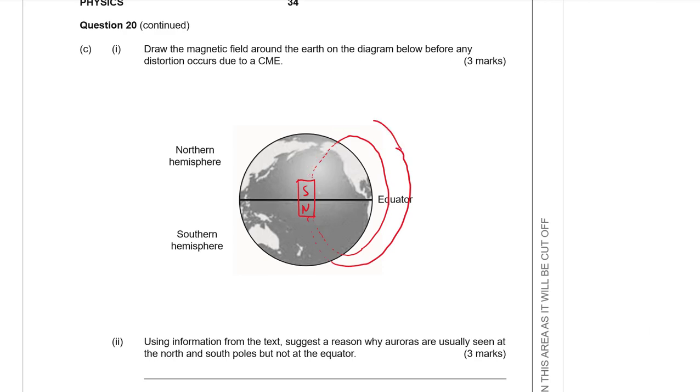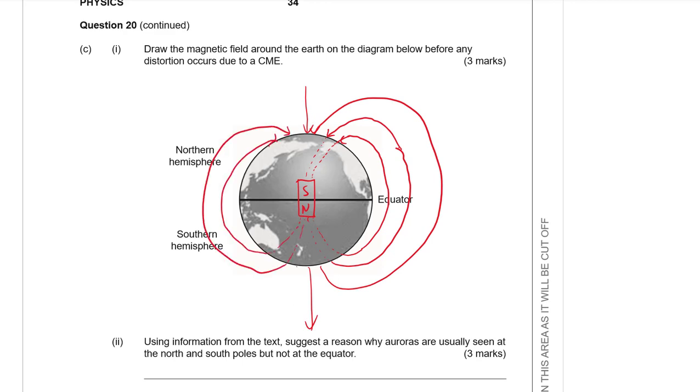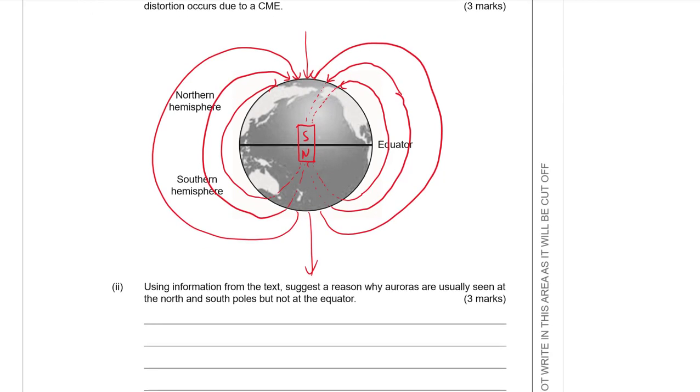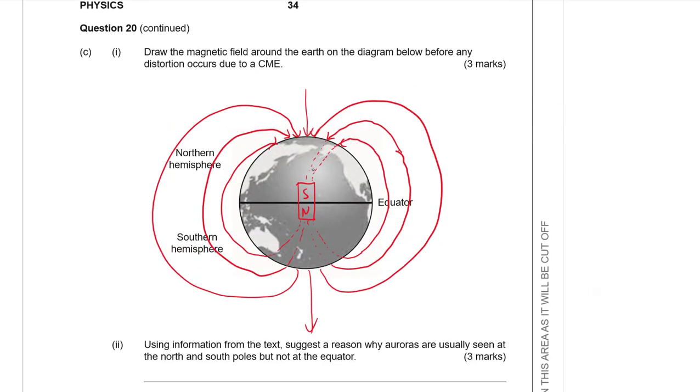And it comes out. Now, as you get further away, you want to show that the density of those field lines starts to decrease as you're further away from the Earth. Yeah, I'm pretty happy with that. I mean, it's not the best, but I don't have any quick way of doing it, so that'll be the way I'll do it.